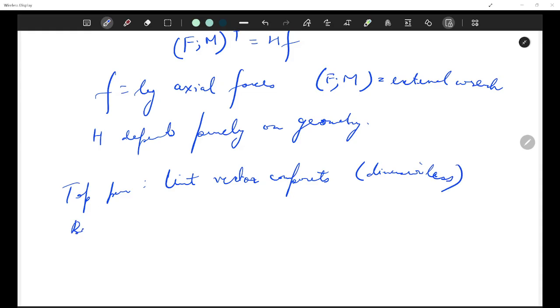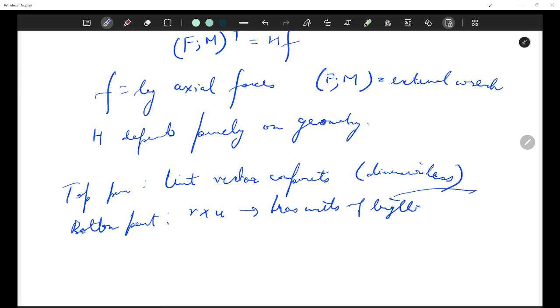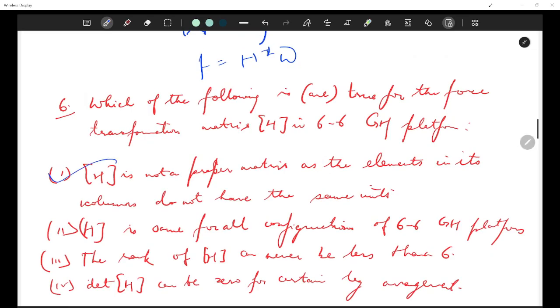And the bottom part, what does that contain? It contains R cross U mainly, which has units of length. So one column contains unitless numbers and the other column contains length units, which are in meters. That means columns do not have uniform units. In strict mathematical sense, this is not dimensionally homogeneous. That is why statement 1 is true. So H mixes forces and moment effects.